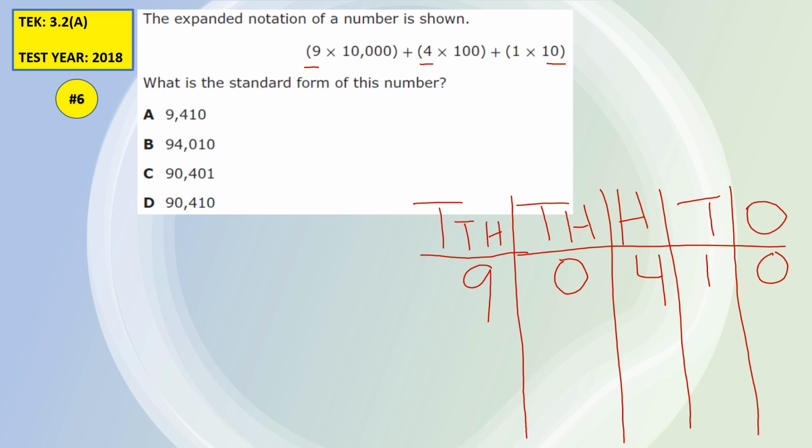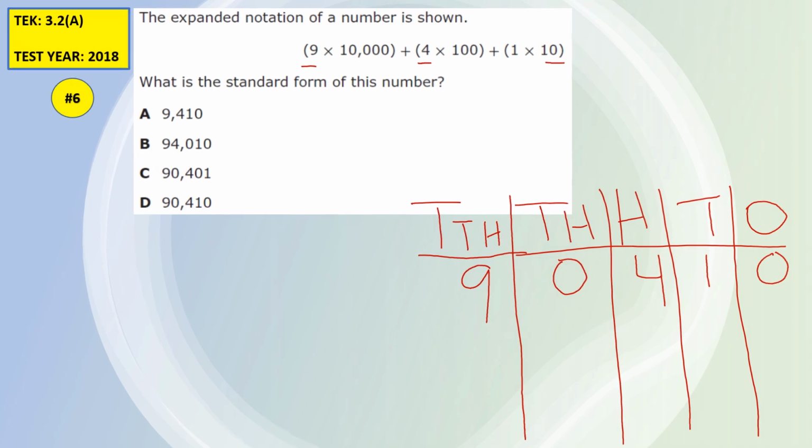So the answer that I received is 90,410. Did you get that same answer? If so, great.